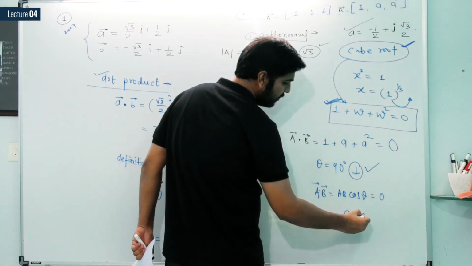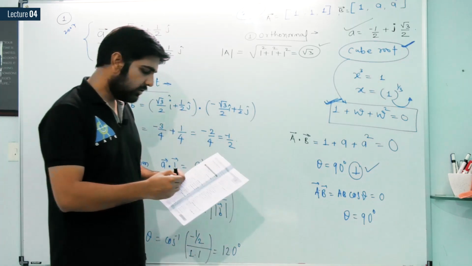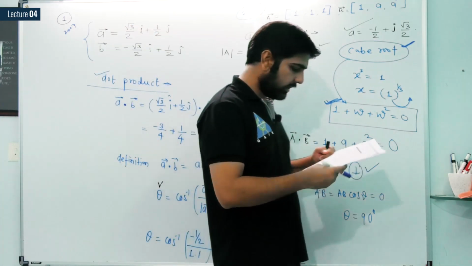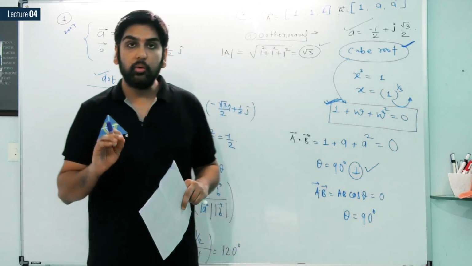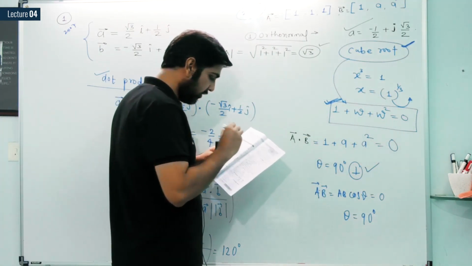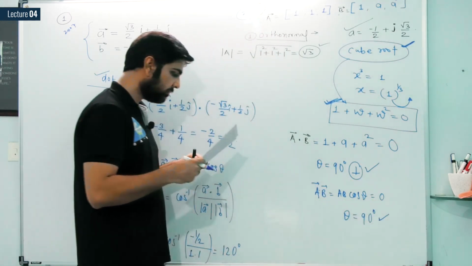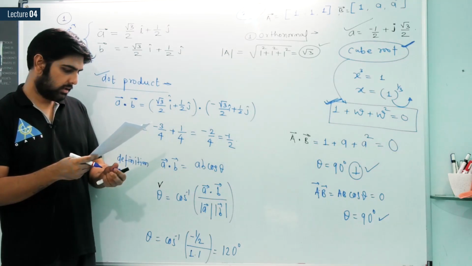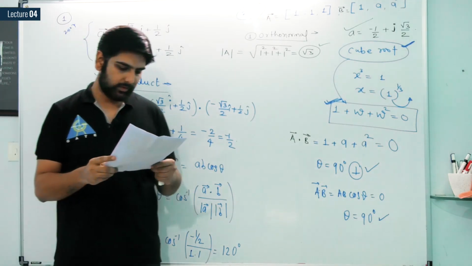So theta is equal to 90 degrees. Fine. So if theta is equal to 90 degrees, what is it referred to as? It is referred to as perpendicular, or you can see option B, orthogonal. Fine. So it is nothing but orthogonal, and in question 1 we have option D, in question 2 we have option B.